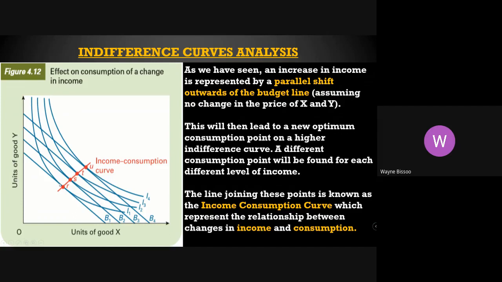The income consumption curve represents the relationship between changes in income and consumption. That income consumption curve is a new derivative. It shows the relationship between changes in income and the amount of consumption. And this is logical. Once the goods are normal goods, once incomes rise, we are going to buy more of everything. That's what we're talking about with a normal good.